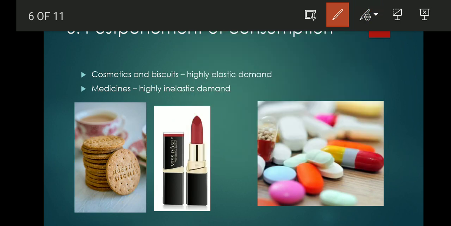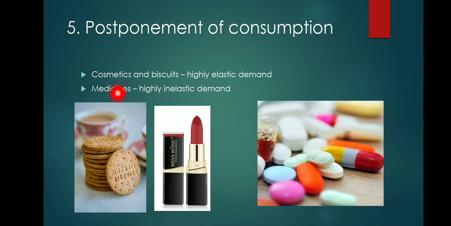But in the case of medicine, even if the price of medicine rises, we can't delay it because we need it. So in such cases it will be highly inelastic, which means highly unchanged demand. So commodities differ: with cosmetics and biscuits we may delay it, but medicines and such things we cannot delay. So it will be highly inelastic in the medicine case, and in the cosmetic case it will be highly elastic.